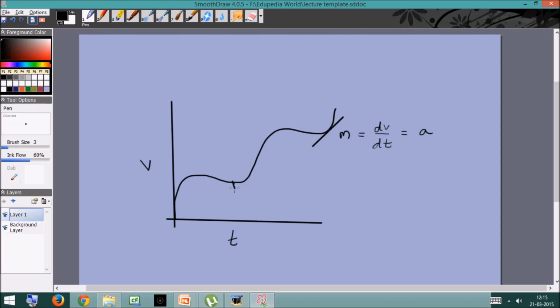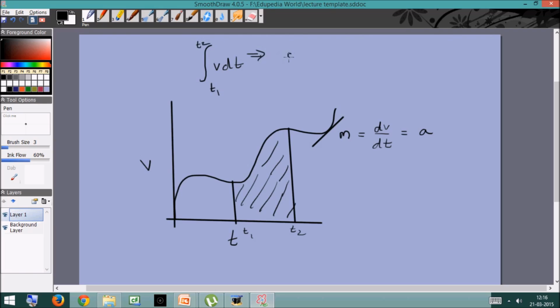Also, we could try to calculate the area under the velocity time graph between any 2 times t1 and t2. And just like slope generalizes to differentiation, area generalizes to integration. This area would be the integral of v dt. Here v is acting as a and t is acting as b in the previous slide. So integral of v dt from t1 to t2. But that is simply the displacement from t1 to t2.